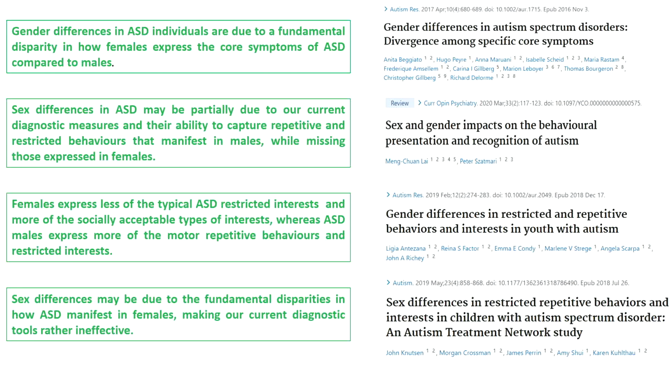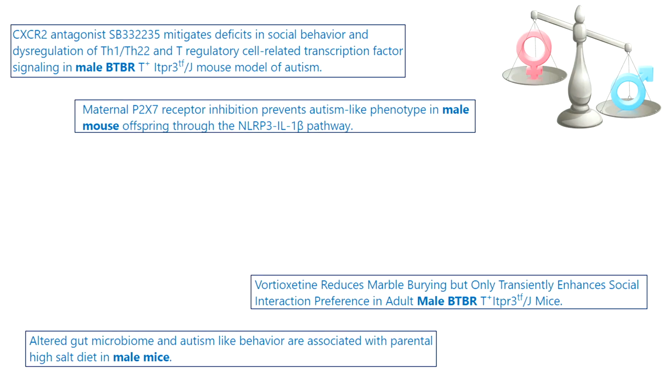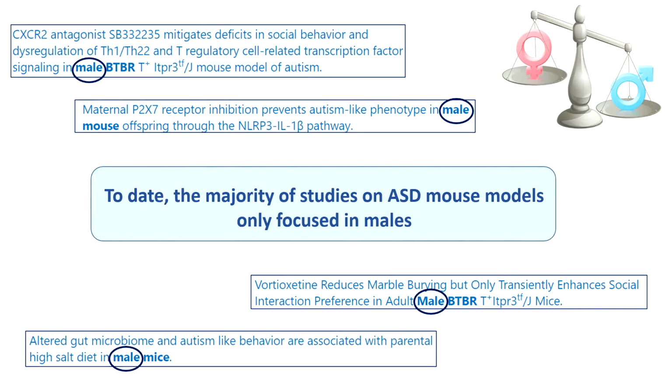In fact, as you probably know, and as a lot of published papers confirm, today's sex differences in ASD might be partially due to our current ability to capture repetitive and restricted behaviors, which are mainly present in males, whereas we miss those expressed in females. And this is also because today the majority of studies are currently performed in male animal models.